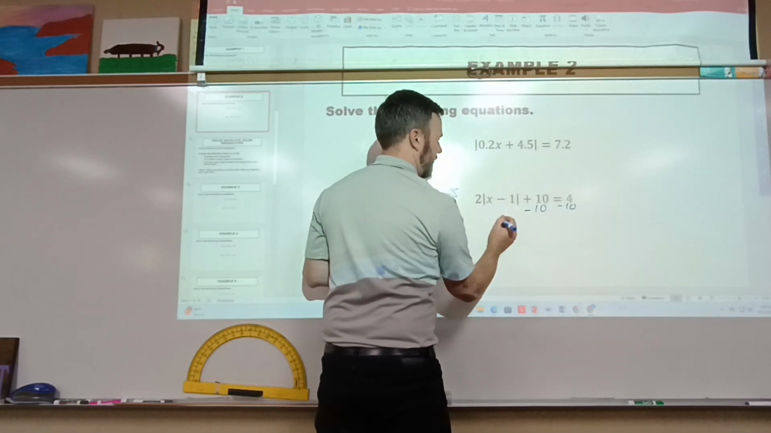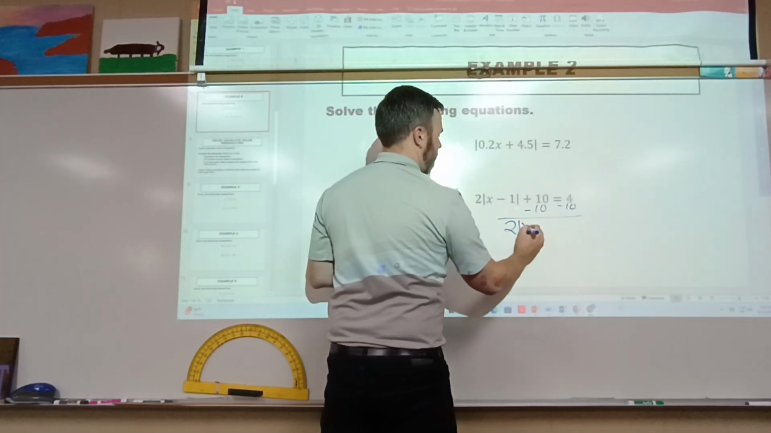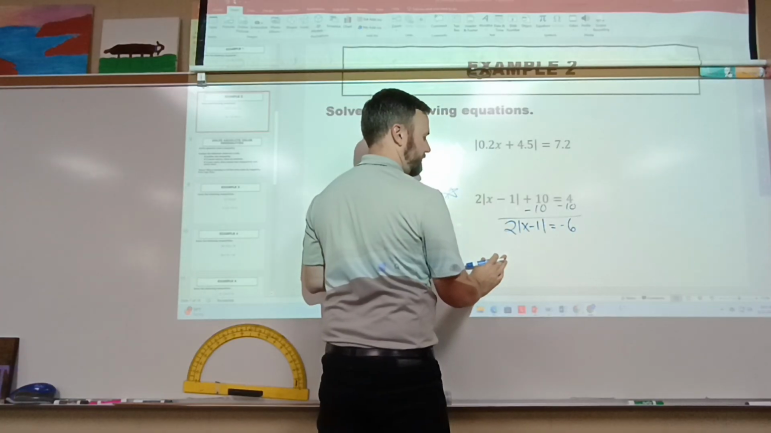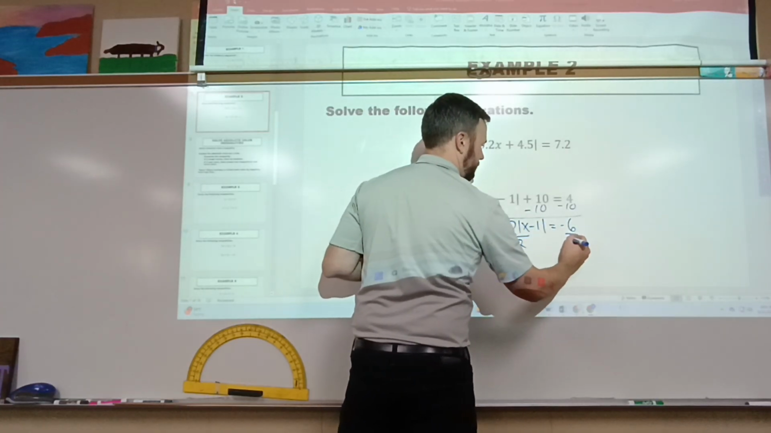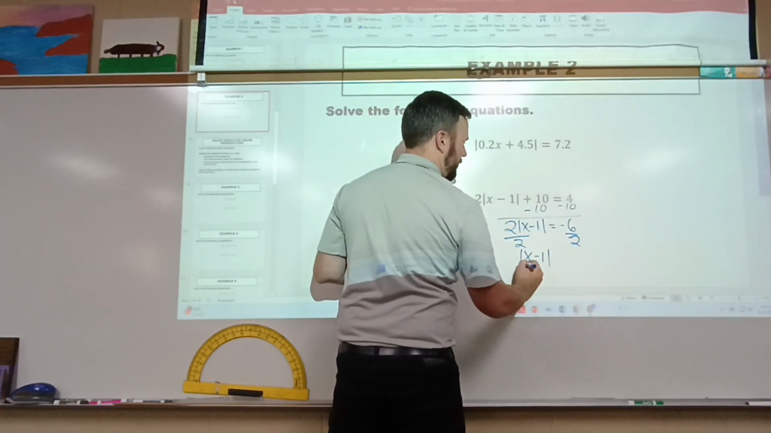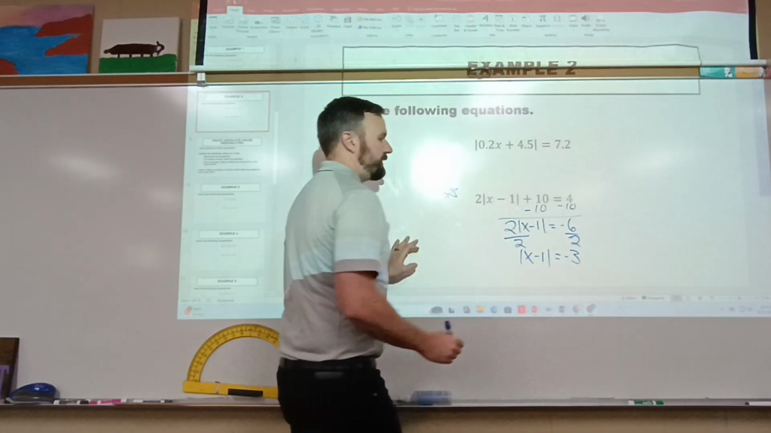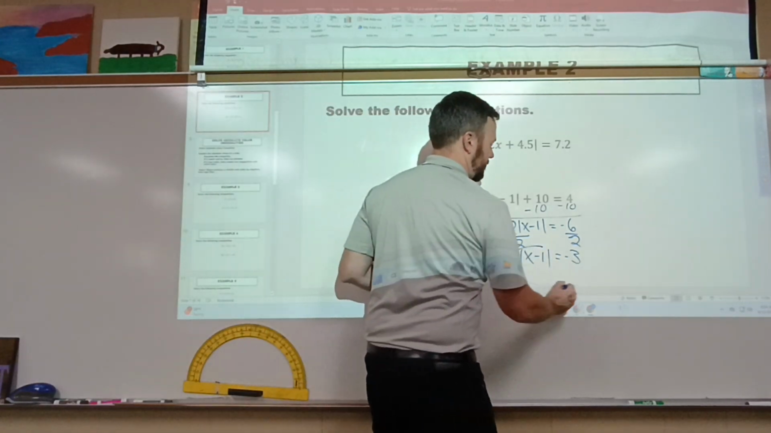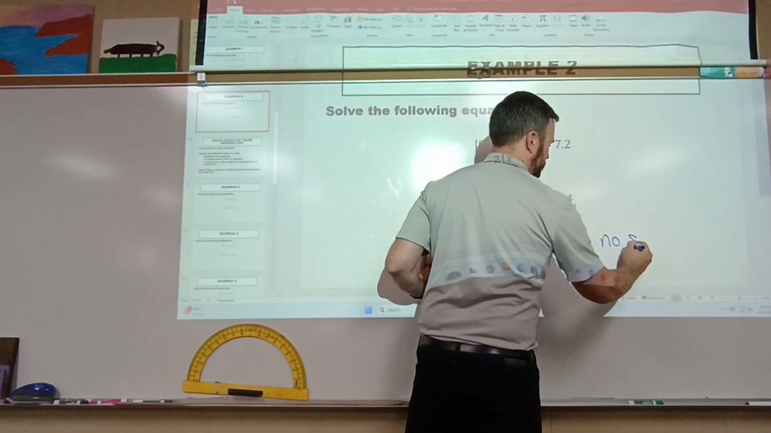So I get 2 times the absolute value of x minus 1 equals negative 6. Divide by 2. The absolute value of x minus 1 is negative 3. Now, from here, a lot of us get in a habit: set up the 2 equations, the positive and the negative. Now, here's my question for you. Can an absolute value ever be negative? No. So once you get to this step, there are no solutions, okay?